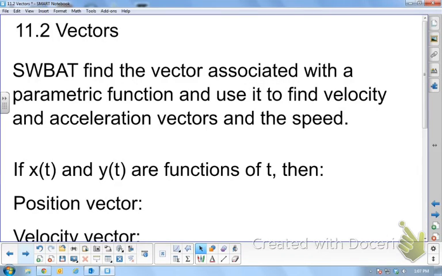Finished. So we're going to talk about vectors today. Now, if you've ever done any physics, you've probably heard a little bit about vectors. But for the AP test, you actually don't need a whole lot of details. We're not going to go into a whole lot of detail about what a vector means. But basically, it's another way to write a parametric function. We're going to use our vectors associated with a parametric function to find velocity vectors, acceleration vectors, and speed.